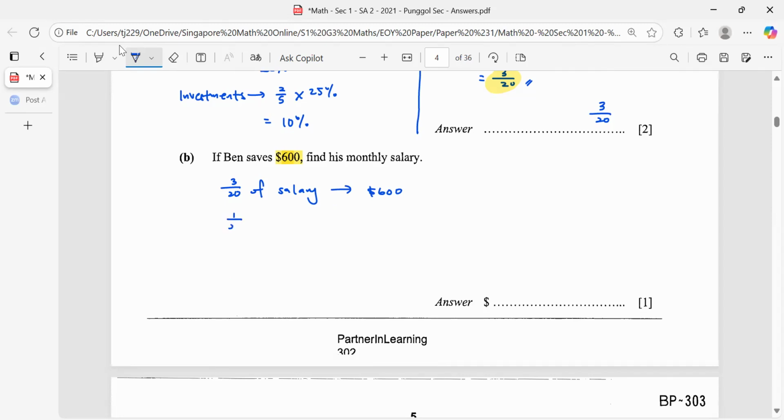So let's proceed on to find 1 out of 20 of the salary. Followed by 20 out of 20 for the entire salary. So we have 20 times. So the salary will be $4,000.